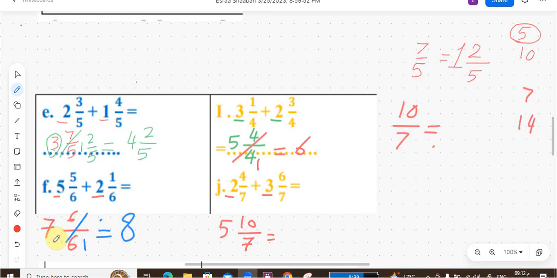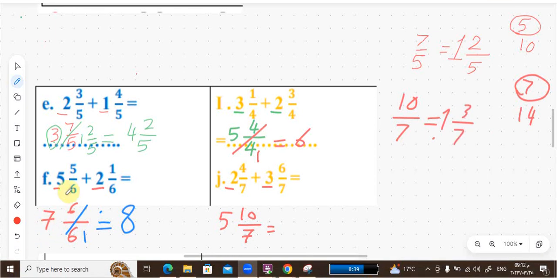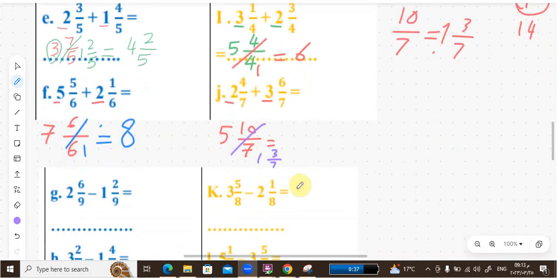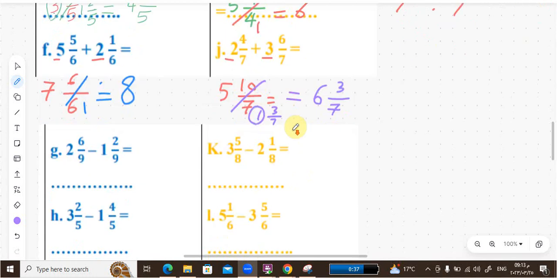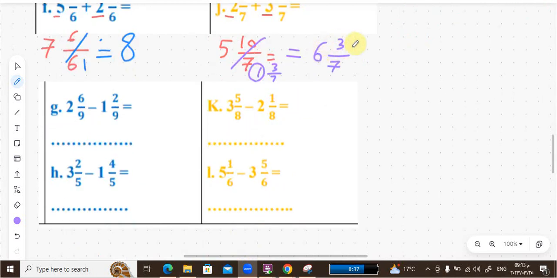So when I search about the 10 in the table of 7, I don't have it, but I have 7, the closest number. So it's 1 and remainder 3 over 7. So now I can cancel 10 over 7 and put 1 whole and 3 over 7. But yes, Miss, we had 5 whole before. So 5 whole and 1 whole will be 6 whole and 3 over 7. Okay, now this is a mixed number because this is a whole number and a proper fraction.